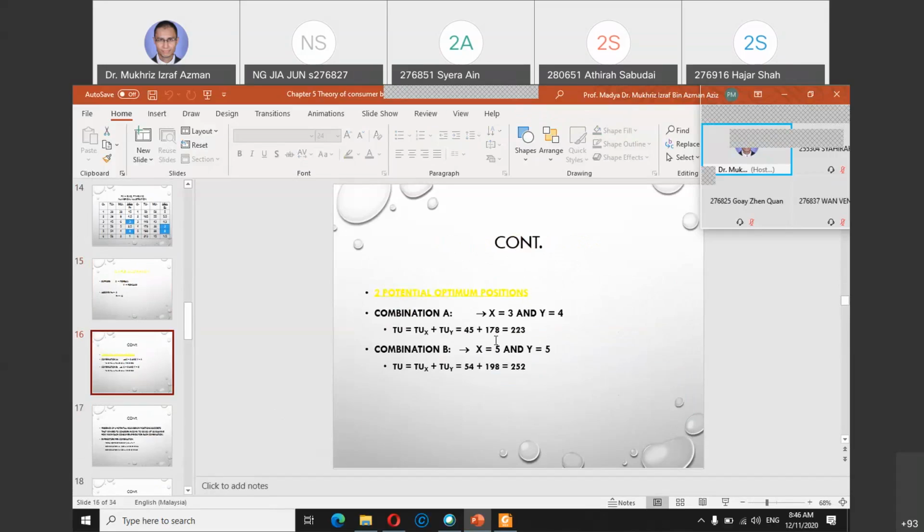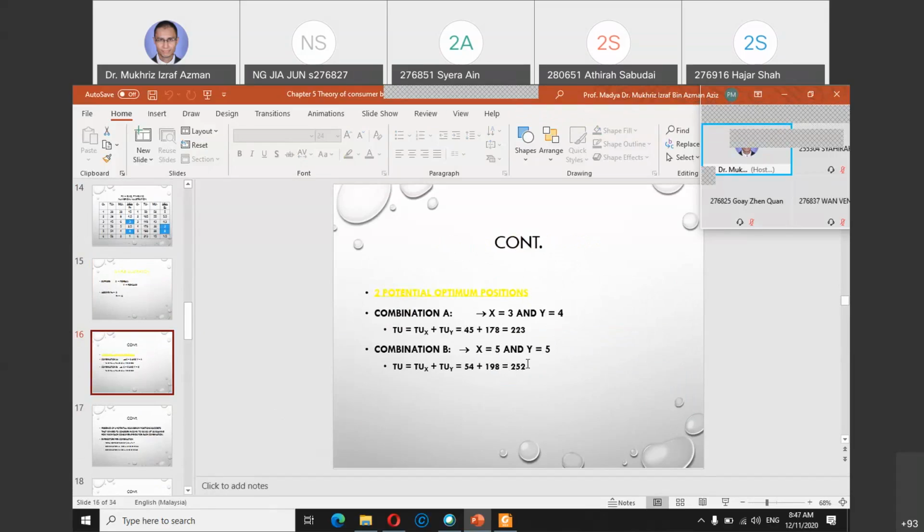We can look at these combinations here. In the first combination, A, when you consume 3 of X and 4 of Y, you get a total utility of 223. In the second one, when you consume 5 of X and 5 of Y, the total utility is higher, 252.